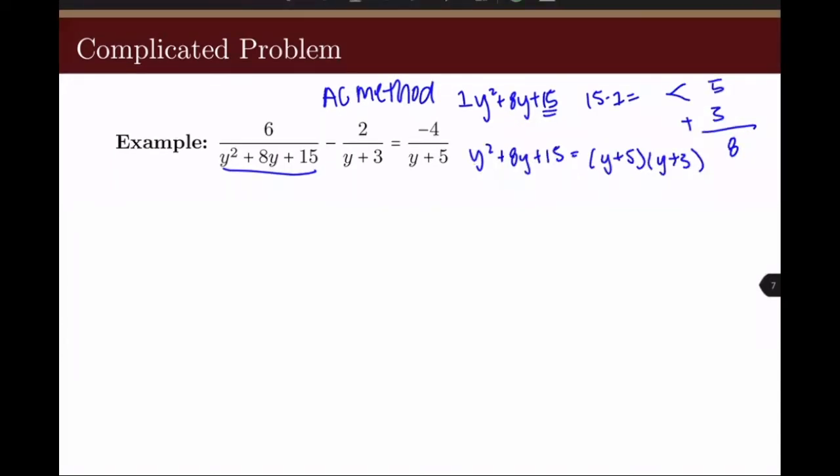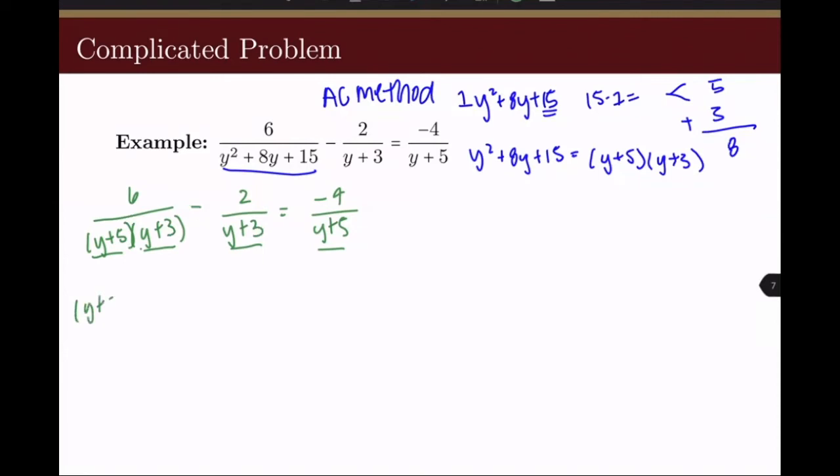Okay, so now what we can do is replace y squared plus 8y plus 15 with (y plus 5) times (y plus 3). We do want to do this, I promise. This is actually fantastic news because in my denominators, I have a y plus 3 and I also have a y plus 5. So if I multiply every single term by (y plus 3) times (y plus 5), I can clear all of my fractions, which is fantastic because that is the goal, to clear all of the fractions.